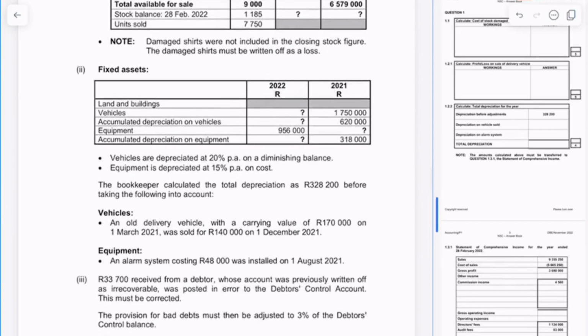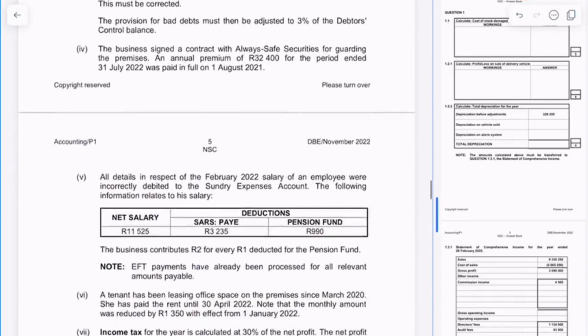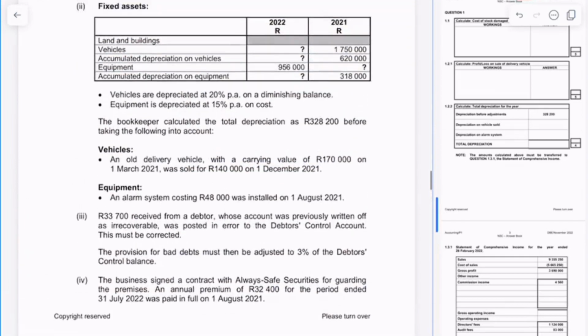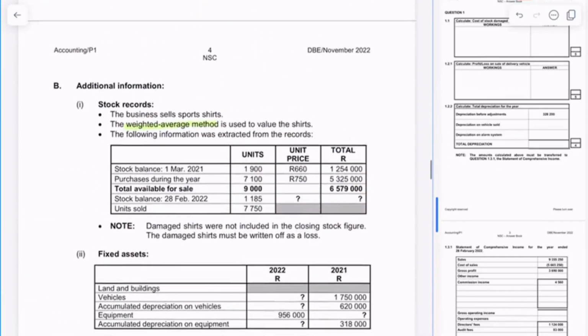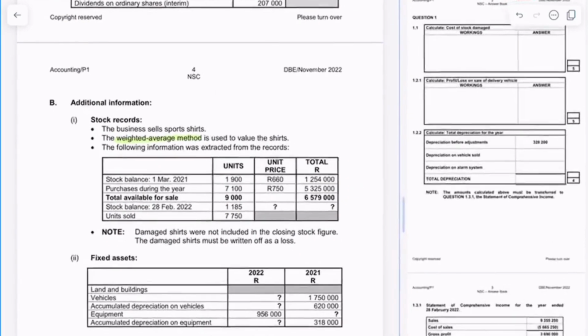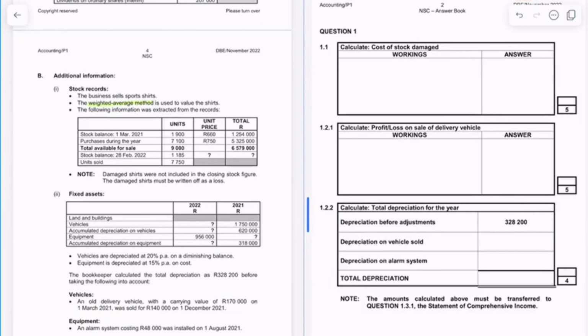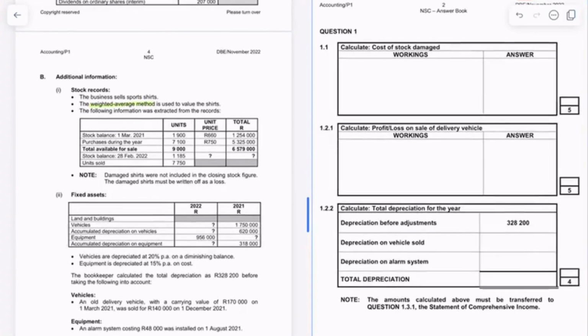And then they give us further information and adjustments, number 3, 4, carrying on to number 10. We're not going to read it in detail because by the time it comes to doing the actual question, we'll have forgotten the detail. So just scan over and get a feel for the type of questions that they're asking you. Then start doing your questions and start looking for the detail. So the first question that we've got to do is calculate the cost of the stock damaged.